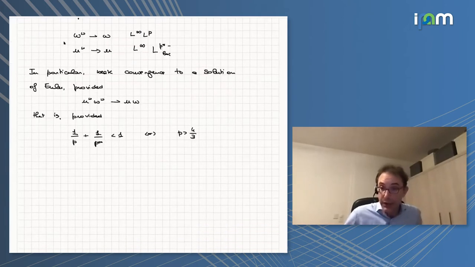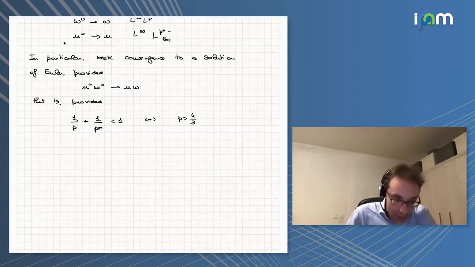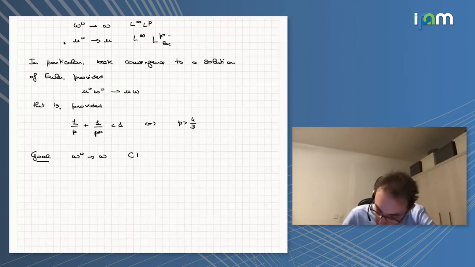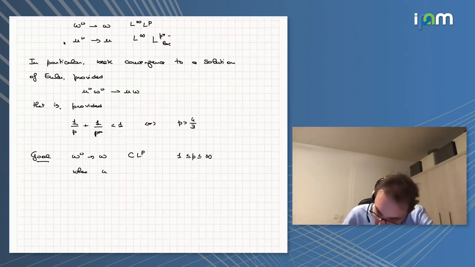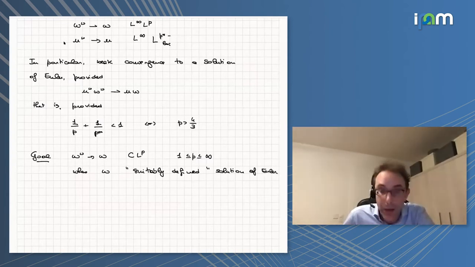So this is a result of weak convergence, which is kind of simple, coming from soft weak compactness results. What we want to understand is the possible upgrade to strong compactness uniform in time. And we also want to go up to the index p equal to 1. So goal, we want to understand the strong convergence of omega nu to omega in continuous in time, LP strong in space. This for every p between 1 and infinity, where omega should be a suitably defined solution of the Euler equation. I will come to this in a while, I hope.